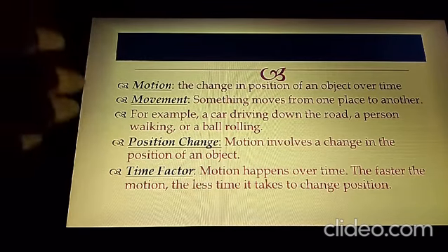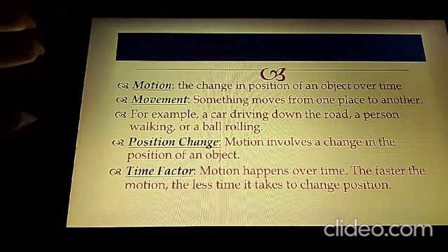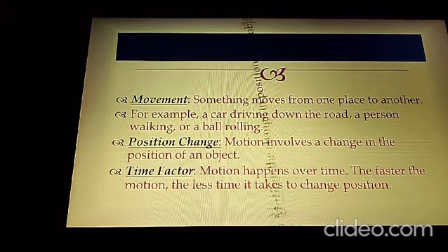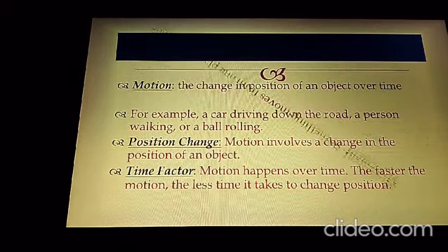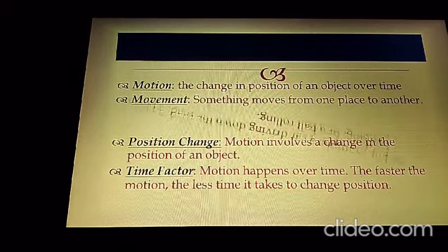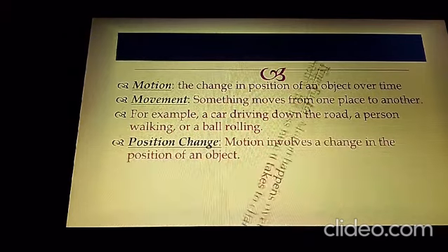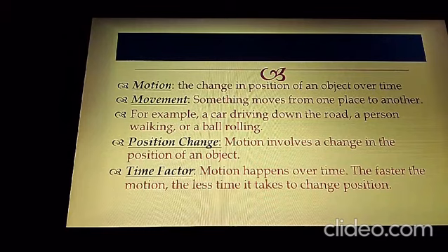So these key terms help you to define the motion: movement, position change, and the time factor. These are the key terms. You can look at them keenly, and they will help you to explain the motion.